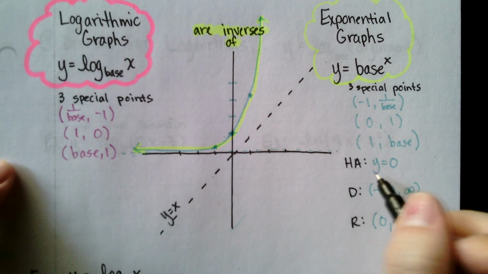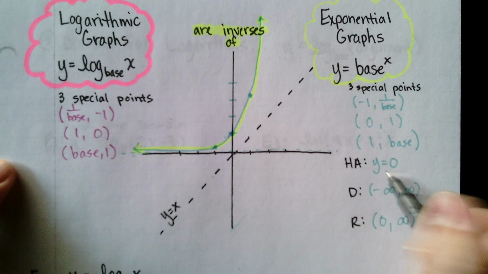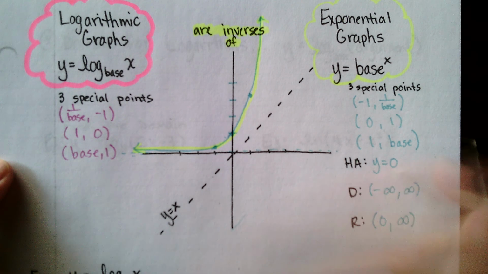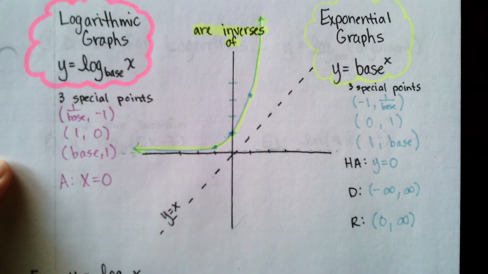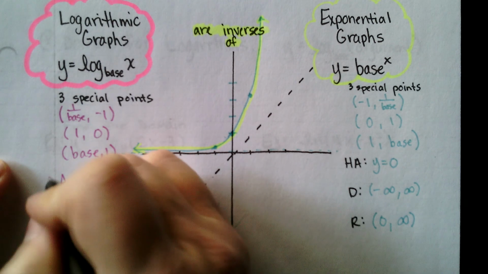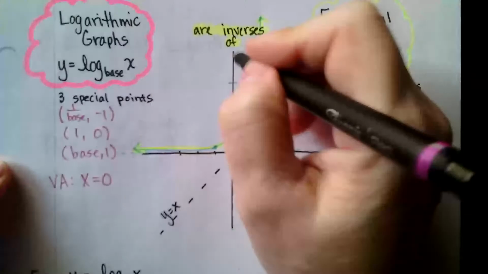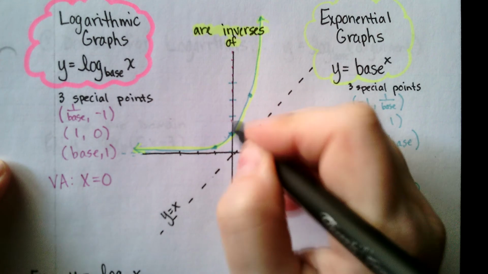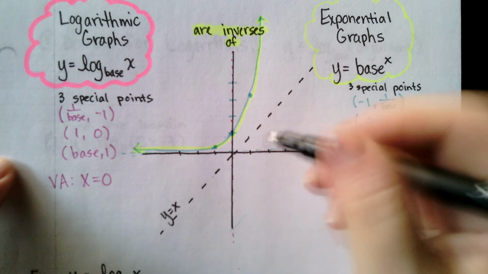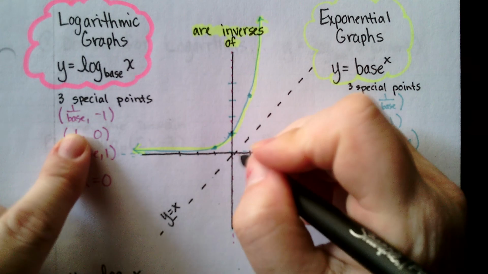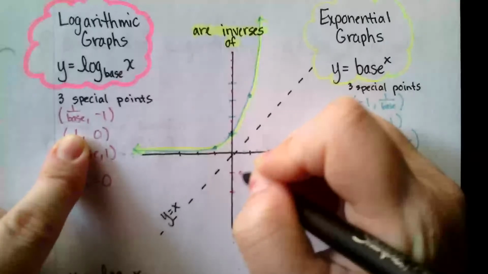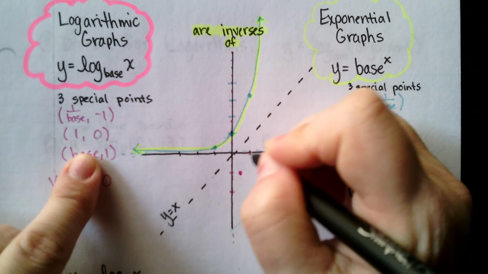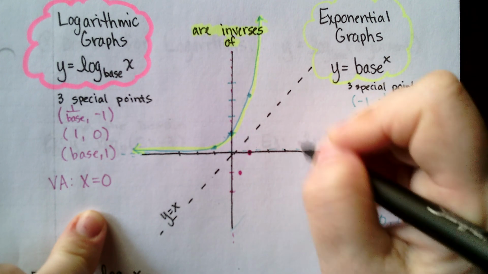Instead of a horizontal asymptote at y equals 0, I'm going to switch the x's and the y's. So I'm going to have an asymptote at x equals 0. Since it's an x equals, that makes it a vertical asymptote. So I have my vertical asymptote at x equals 0. I have my ordered pairs (1 over base, -1), (1, 0), and (base, 1).